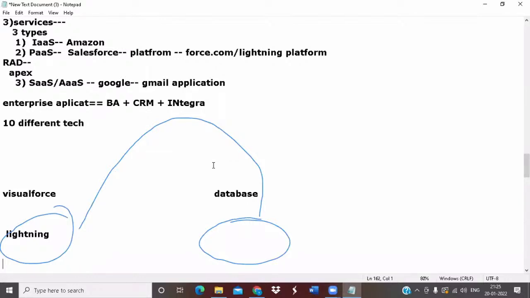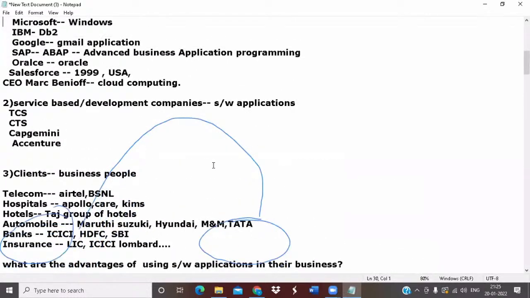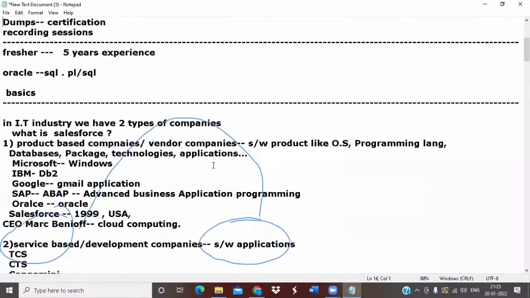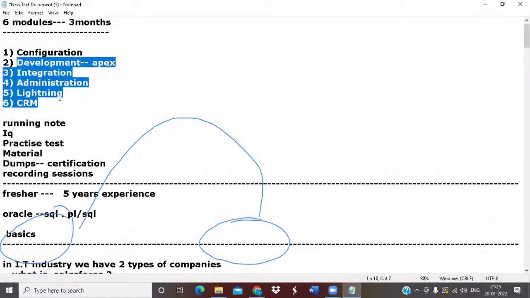So the 6 modules will continue, initially configuration, then development, then integration, like that, or is there any difference? If you want to go through the rest of the 5 modules, everybody should have knowledge of configuration first. Without configuration, you cannot go to any other module. Point clear? Generally, this is my way of explanation, this is the flow I am following.